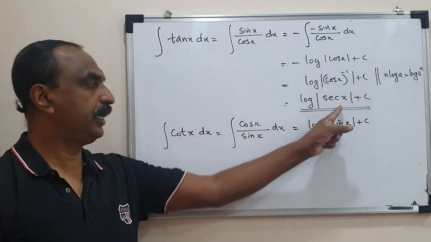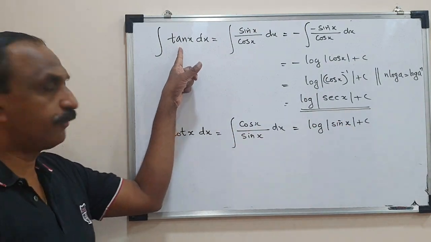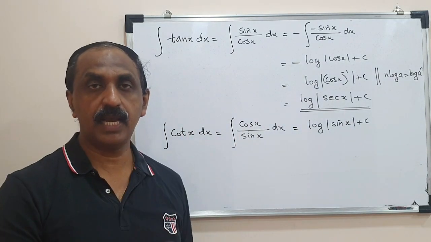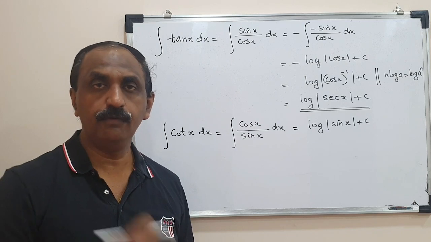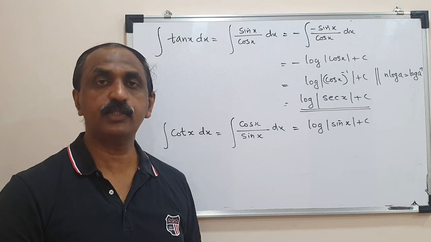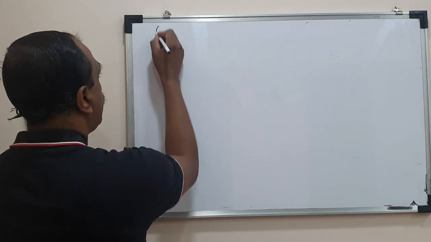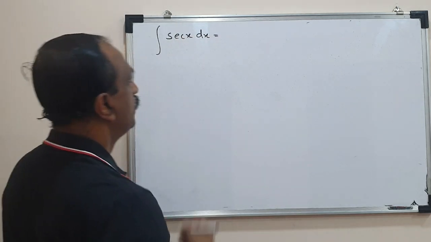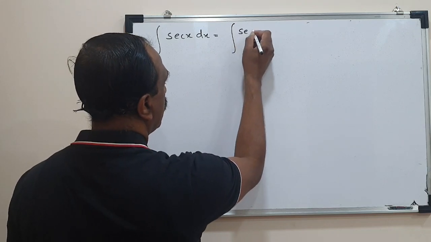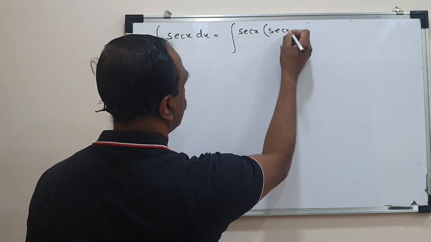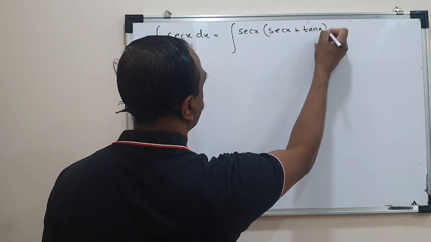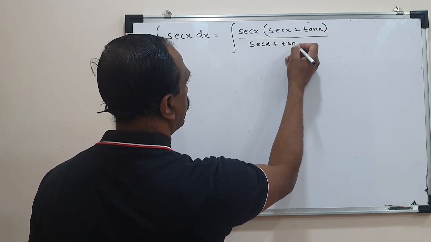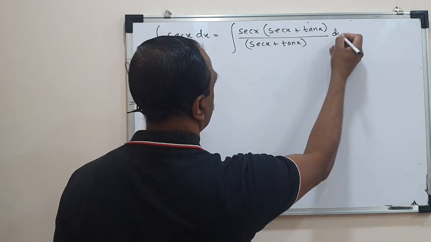So both the formulae we need to learn by heart and keep. Integral of tan x is log sec x. Integral of cot x is log sin x. Remember, tan and cot both have log. You will notice that sec x and tan x also have log. Integral of sec x dx. What I'll do is multiply numerator and denominator by sec x plus tan x. So I multiplied numerator by sec x plus tan x, and the denominator also by sec x plus tan x.